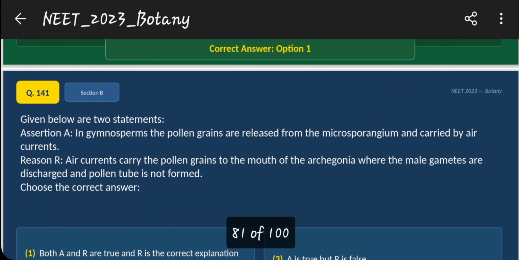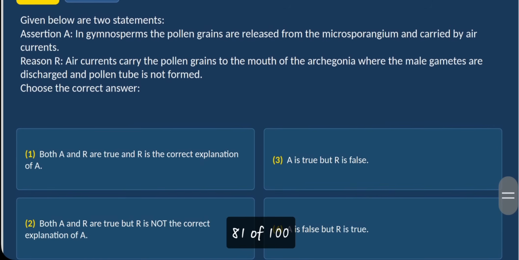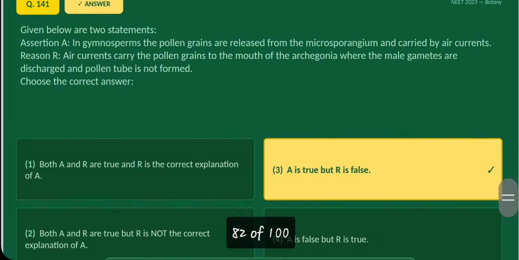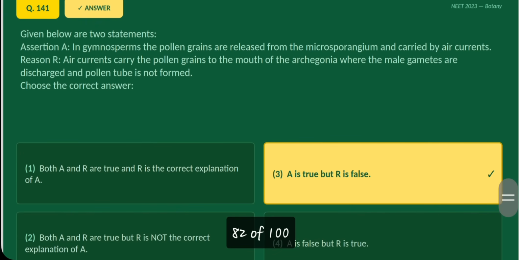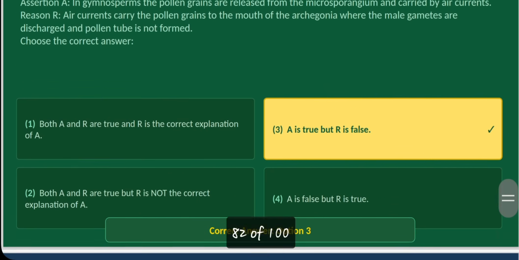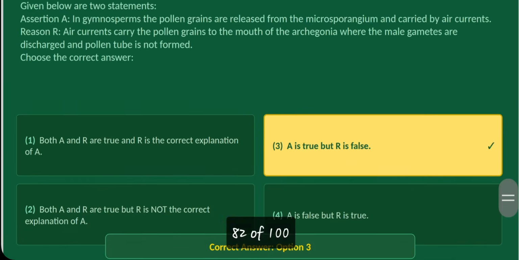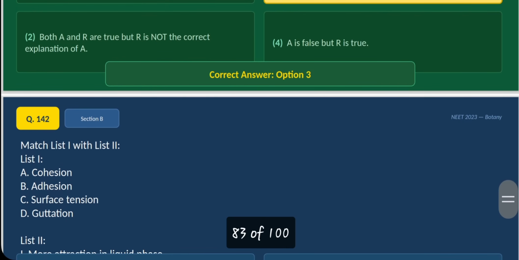In gymnosperms, so again there is an assertion and reason question. The pollen grains are released from the microsporangium and carried by air currents. Yes, that is correct. Air currents carry the pollen grain to the mouth of archegonia where the male gametes are discharged and pollen tube is not formed. So here A is true but R is false. Let us see what the statement is. Yes, because they fall on the mouth of the ovule, and siphonogamy takes place even here. Okay, A is true but R is false. That is the third option.